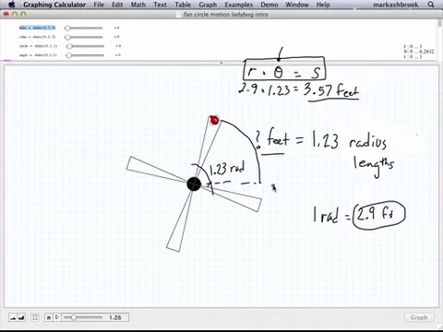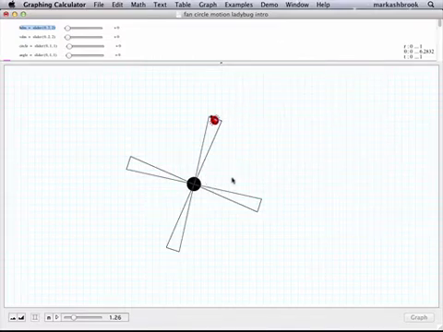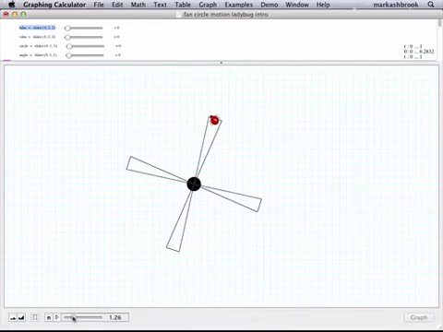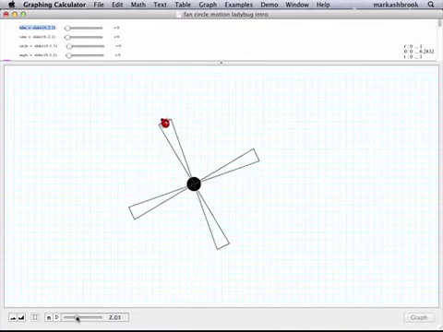Okay, so if the bug travels 2r feet, how many radians did it go? Is that what it's asking?